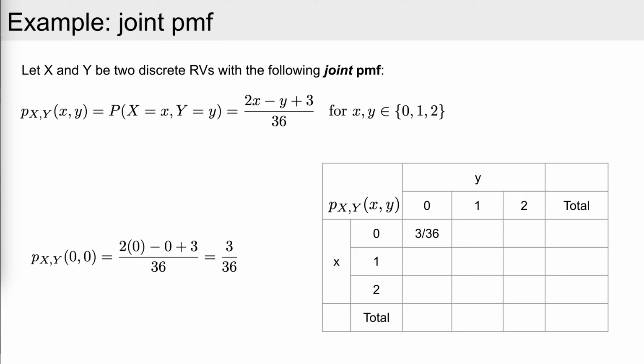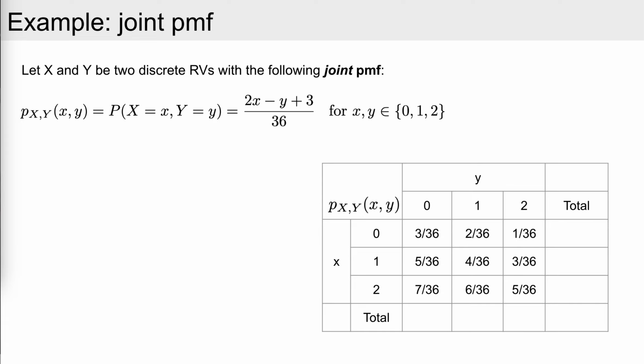For example, to calculate the probability that both X and Y equal 0, we can plug in x equals 0 and y equals 0 into the joint PMF. The result is 2 times 0 minus 0 plus 3, all divided by 36, which simplifies to 3 out of 36. Similarly, to calculate the probability that both X and Y equal 1, we can plug in x equals 1 and y equals 1 into the joint PMF. The result is 2 times 1 minus 1 plus 3 divided by 36, which simplifies to 4 out of 36.